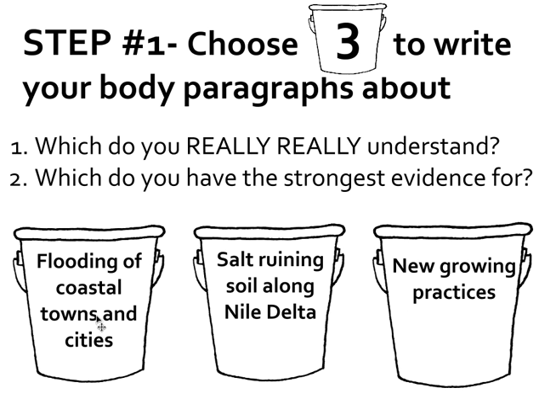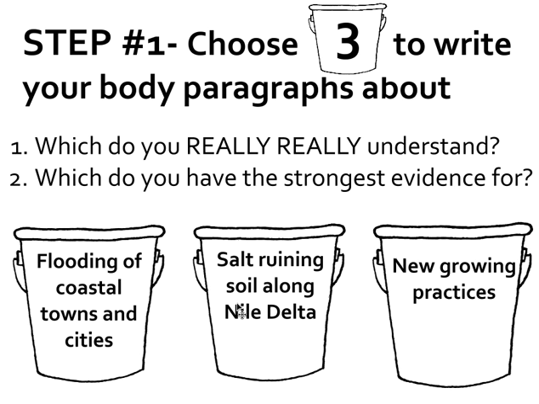So I looked back at my buckets and I chose 3 that I really understood and that I had really strong evidence for. The first is the flooding of coastal towns and cities. Then how salt is ruining the soil along the Nile Delta because of sea levels rising. And then the third is one of the ways Egypt is adapting to climate change, and they're adapting through new growing practices or new agricultural practices.